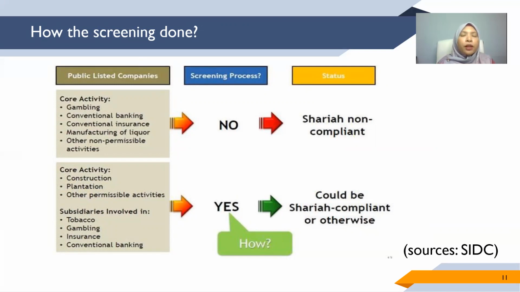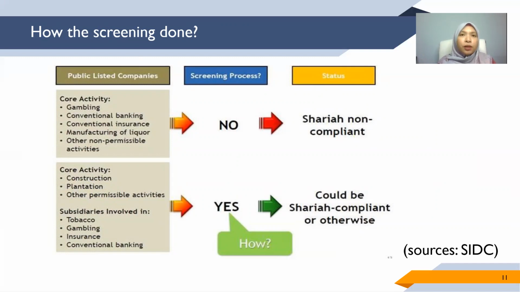If the core activities are very clearly non-Sharia activities, for example gambling, conventional banking, conventional insurance, manufacturing liquor and other non-permissible activities, they won't go to the screening process. Automatically, the status will be Sharia non-compliant for their stock and for their company. All right, are you clear with that? Okay, I hope you are clear with that.